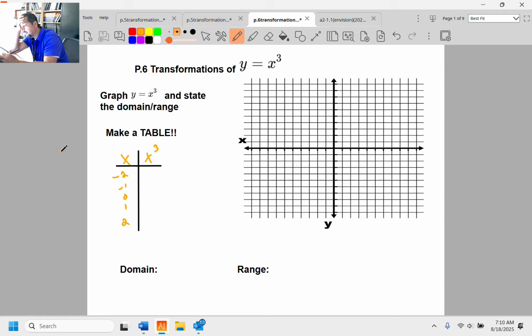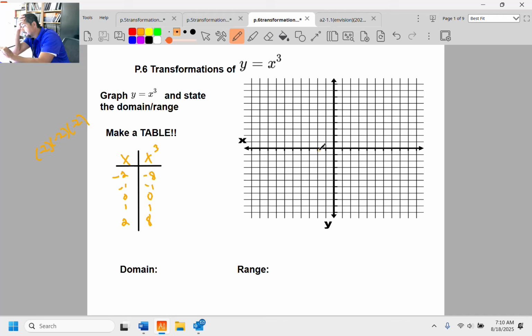Now if you cube a number, that means you multiply it by itself 3 times. I notice that a lot of my students just don't have any number sense whatsoever. So that's one of the areas they struggle with. Anyways, if you take -2 and you multiply it by itself 3 times, you get -8. And if you take -1 and you multiply it by itself 3 times, you get -1. And 0 cubed is 0, 1 cubed is 1, and 2 cubed is 8.